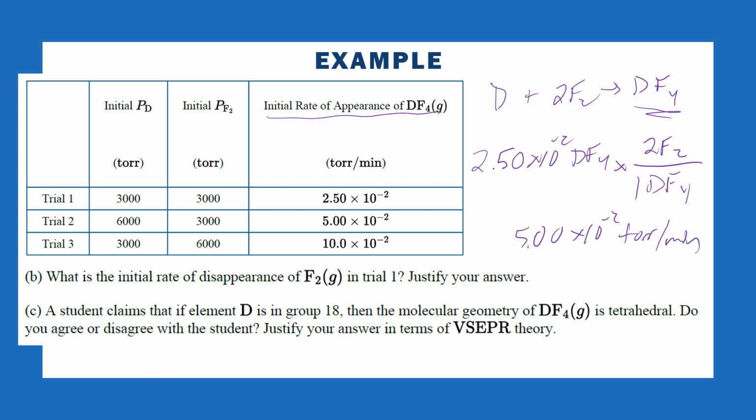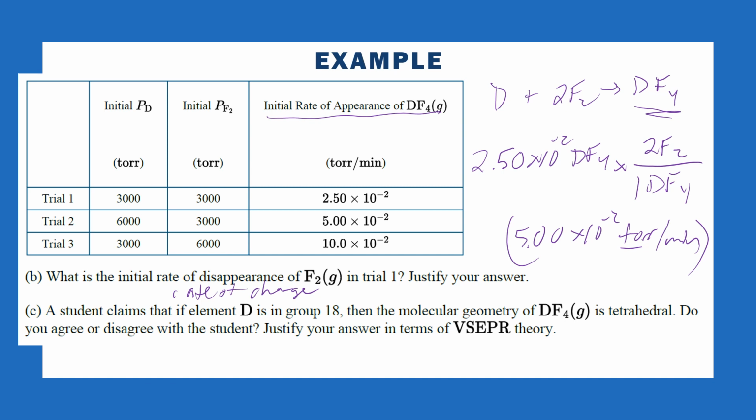If it said rate of change instead of rate of disappearance, I would say that it would be negative 5 times 10 to the negative 2 because you're using up the F2 over time. But since it said rate of disappearance, I think it's more appropriate to use the absolute value there to show you that's how many torr per minute are used up. Okay. And that one was just 1 point.